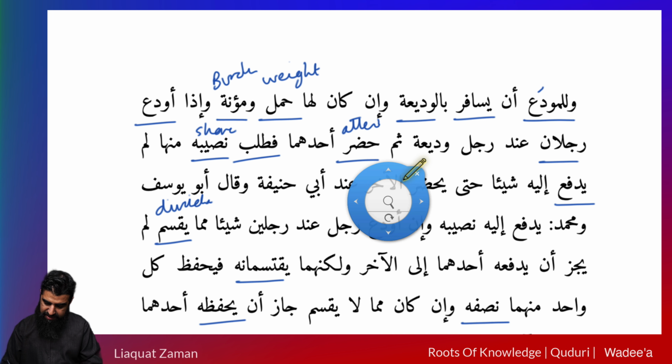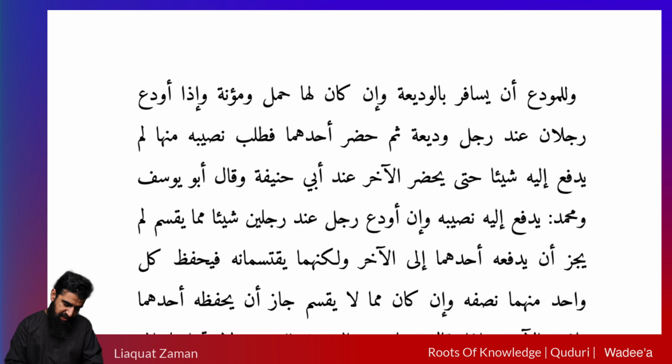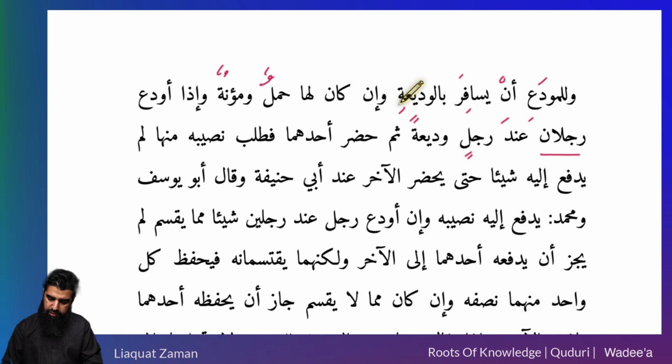I was about to skip the tarkib there. I know some of you would have been crying. Please keep the tarkib. Walil muda'i, jar majroor. An yusafira, safara yusafiru. Bil wadi'ati, jar majroor. Wa in kana laha hamlun, ism. Wa ma'unta atuf, on to hamal. Wa idha awda'a fi'l, rajulani is the fa'il. Inda rajulin, dharf. وديعة هذا مفعول به بأودعة.